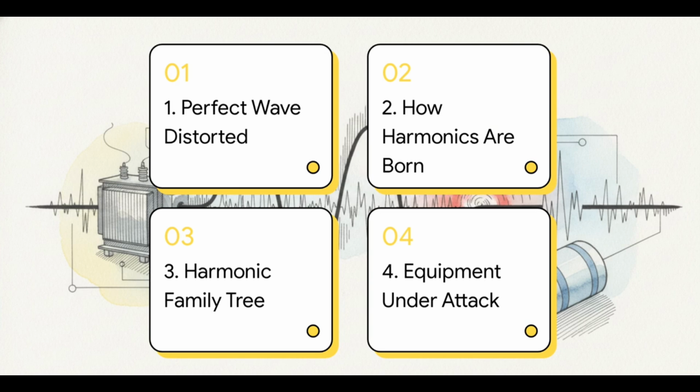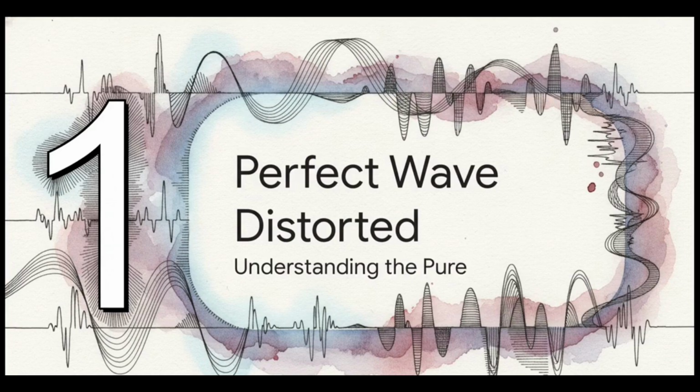Here is our quick roadmap for today. We're covering 1. The perfect wave distorted. 2. How harmonics are born. 3. The harmonic family tree. And finally, 4. Equipment under attack. All right, starting things off with Section 1, the perfect wave distorted.